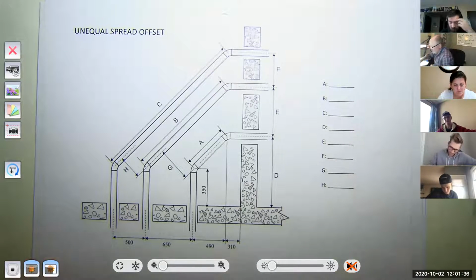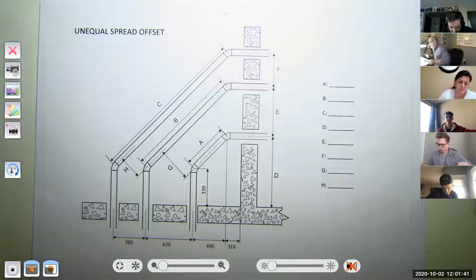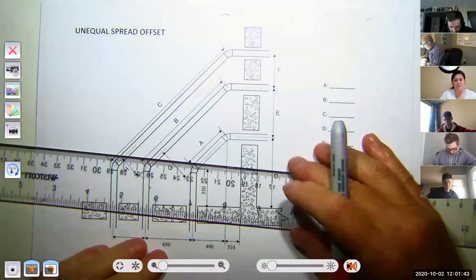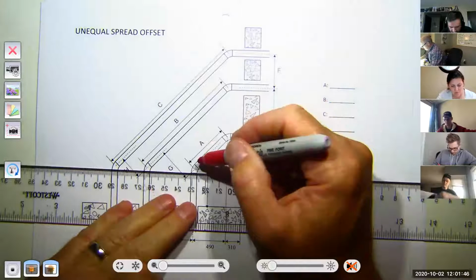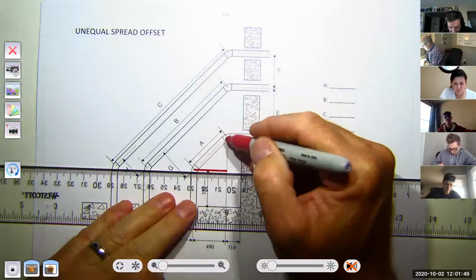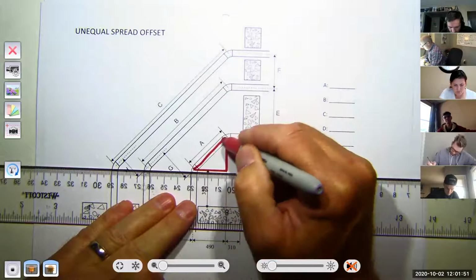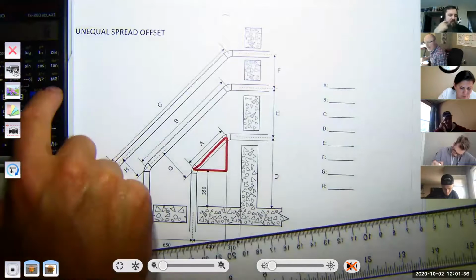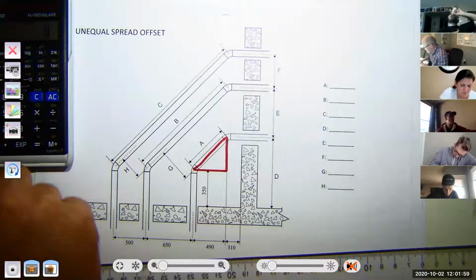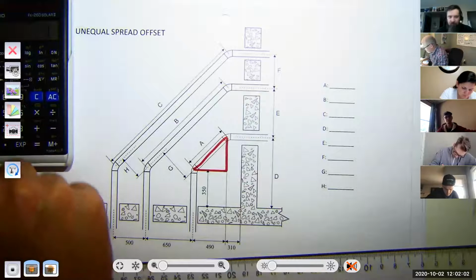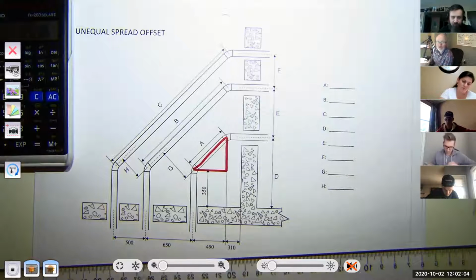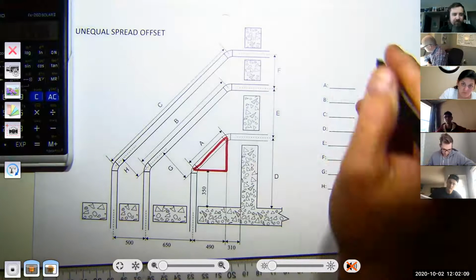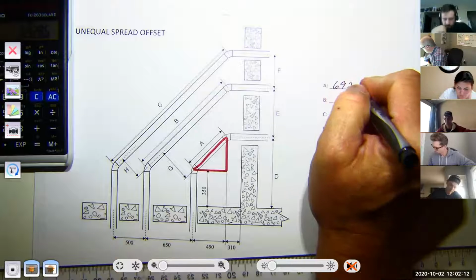So same. I will start this by drawing a right angle triangle for A. So we can calculate A as 490 times 1.414. Does everybody concur with that statement? Yep. Good. I'm glad. So 692.86 is A.